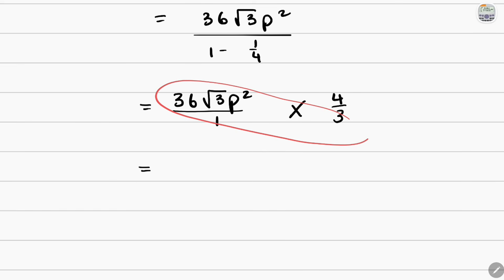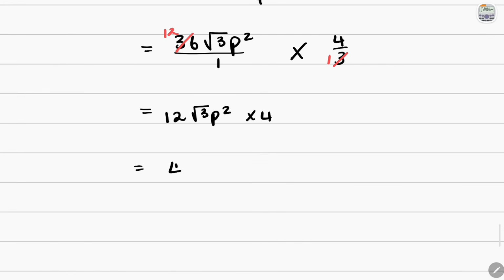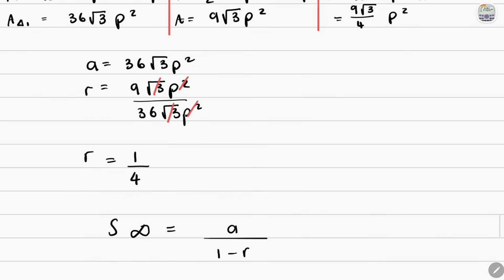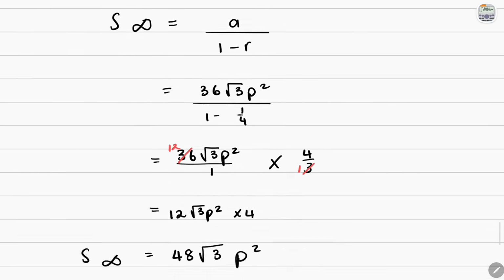So you can look across for anything that is common. You see that 3 and 36 have 3 in common. So 36 divided by 3 gives us 12, and then we still have the square root 3 p squared. And here 3 divided by 3 just gives us 1. So that's gone. So this became 12 and that just became 1. And then we're saying multiply by 4. So it actually ends up being 48 square root 3 p squared. That's what the sum to infinity is. And so we can see that, yes, it really does not exceed 48 square root 3 p squared.